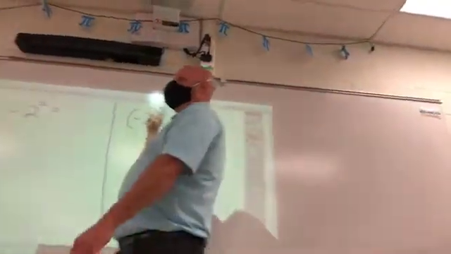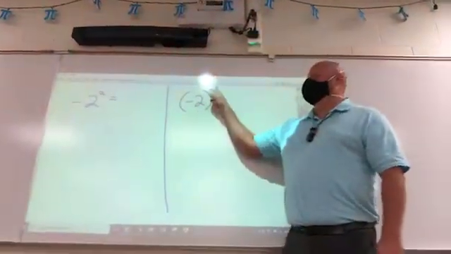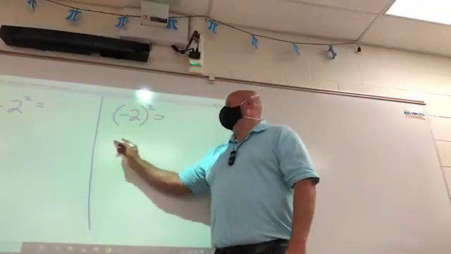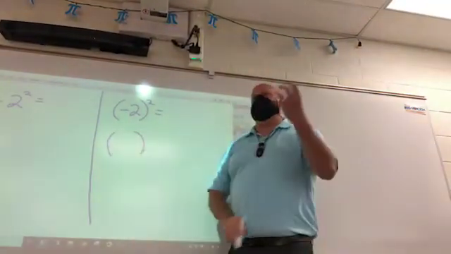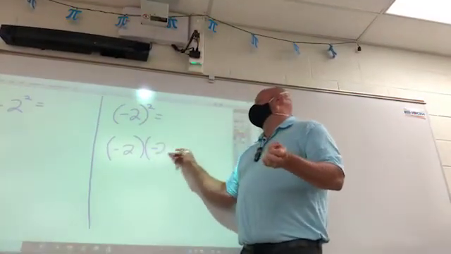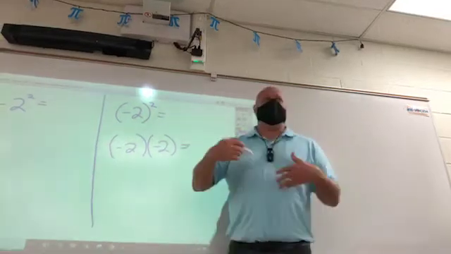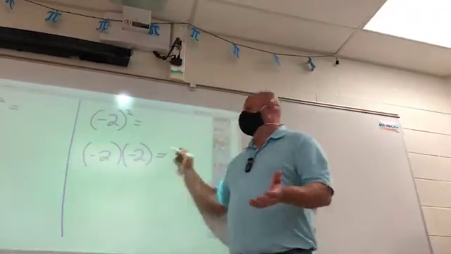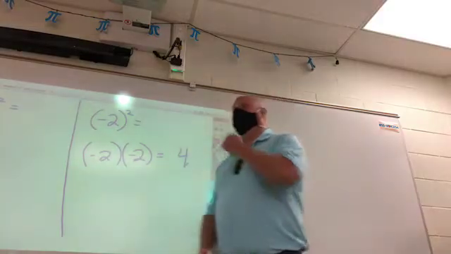When you see a number that's raised to a power, if it's in parentheses like this, that means take everything underneath that exponent, in this case the negative 2, and multiply it by itself that many times, right? So negative 2 times negative 2 would be a positive 4.